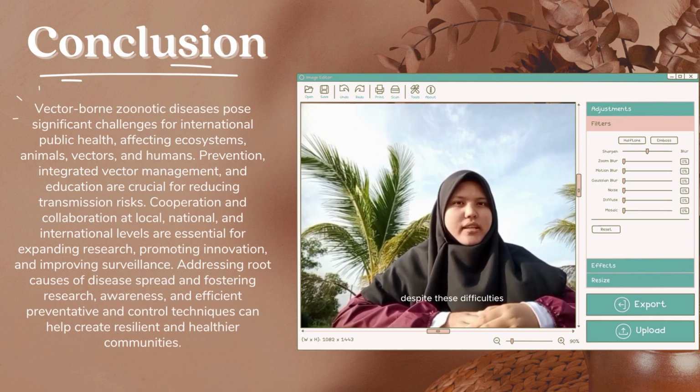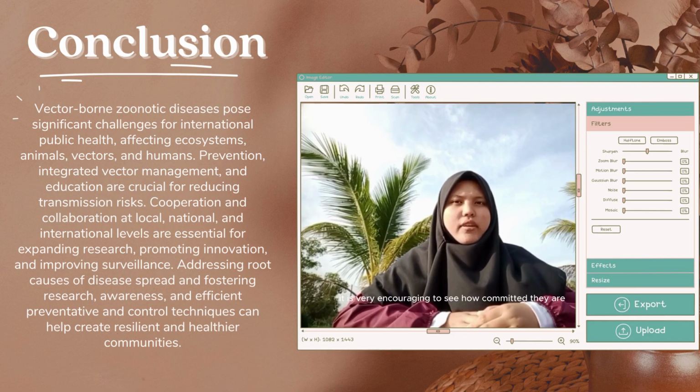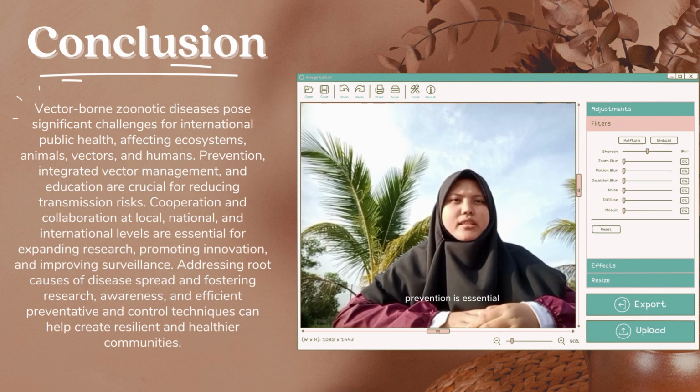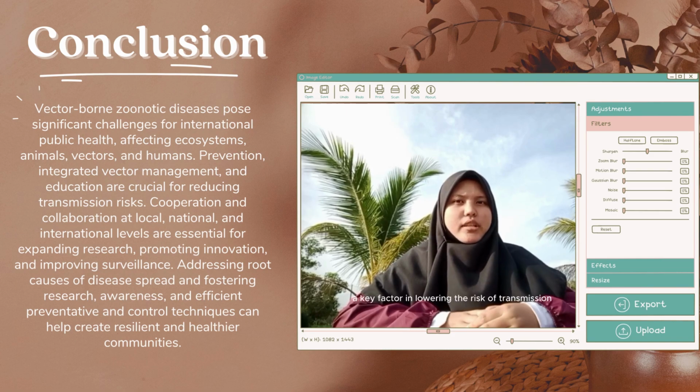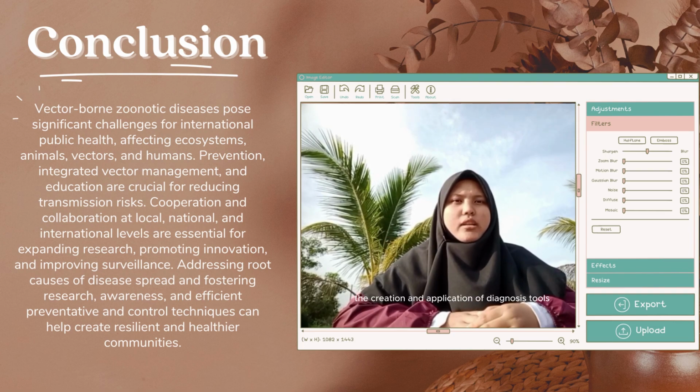Nevertheless, despite these difficulties, we have also seen the outstanding effort made by researchers, medical experts, and public health organizations around the world. It is very encouraging to see how committed they are to comprehending the ecological background, monitoring transmission trends, and creating potent prevention and control measures. In order to combat zoonotic diseases transmitted by vectors, prevention is essential. A key factor in lowering the risk of transmission is integrated vector management, which involves actions including vector control, environmental management, and community engagement. The creation and implementation of diagnostic tools, vaccination, and efficient treatment choices are equally crucial.